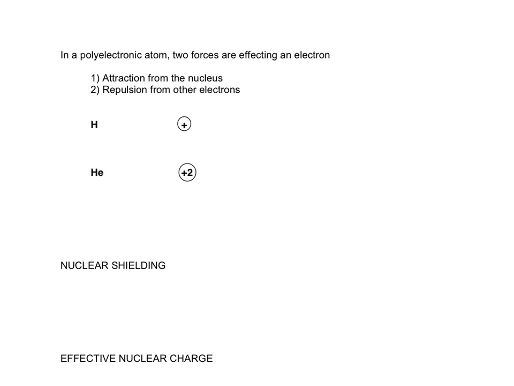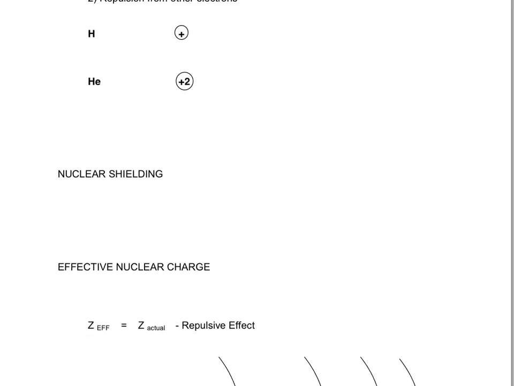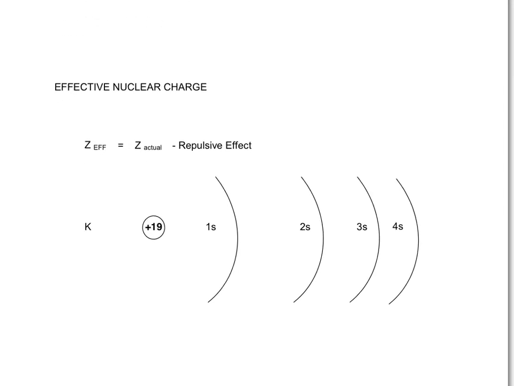And so we had said that effective nuclear charge, or Z effective, is basically the actual nuclear charge, so the number of protons or the attraction to the nucleus because of the positive attraction, minus the repulsive forces, which is basically what we called shielding.